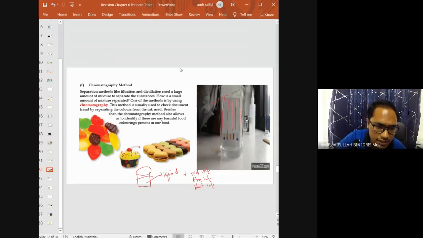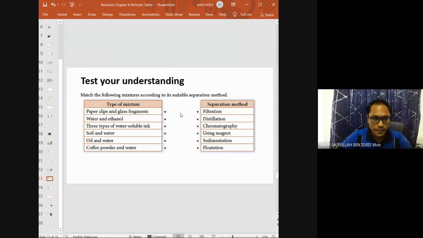Okay, now let's test your understanding a bit. Farisha Fatin, can you answer: paper clip and glass fragment, which separation method should we use? Paper clips are made of iron, and they are already mixed with the glass fragments. So the paper clips are in the glass. How can we get the paper clips?